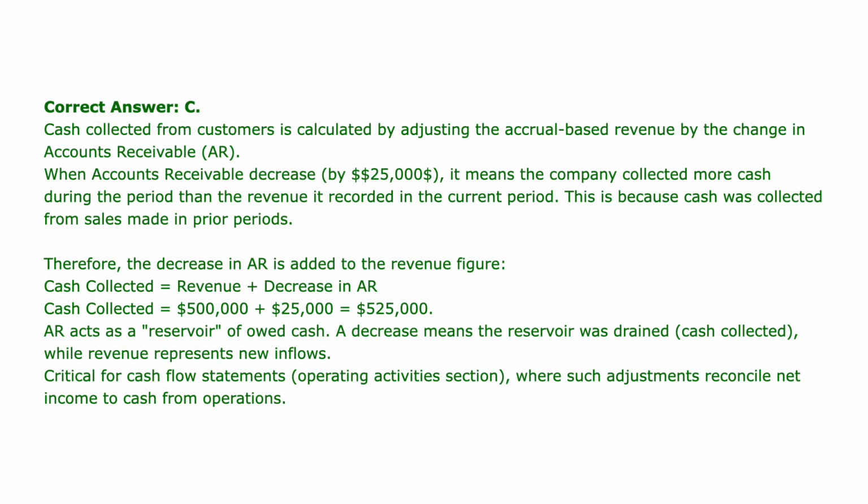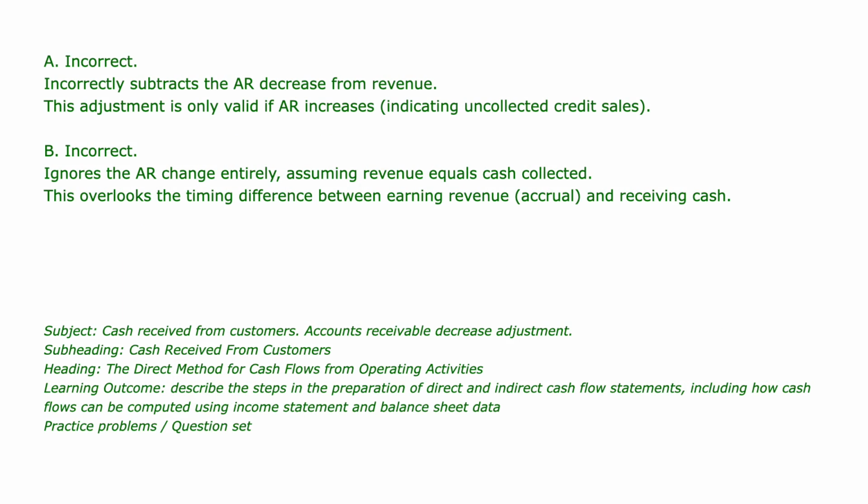Cash collected from customers is calculated by adjusting accrual-based revenue for changes in accounts receivable. A decrease in AR indicates cash collection from prior sales, increasing cash collected. A. Incorrect. It incorrectly subtracted the decrease from revenue. The adjustment is only valid for AR increases. B. Incorrect. Ignores the AR change, assuming revenue equals cash collected.